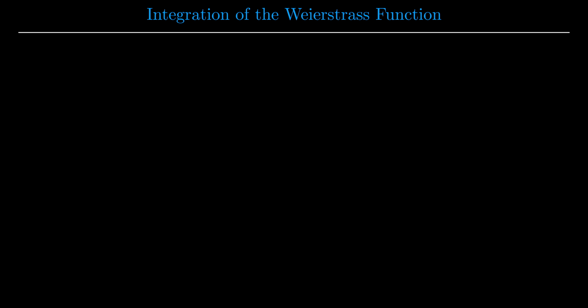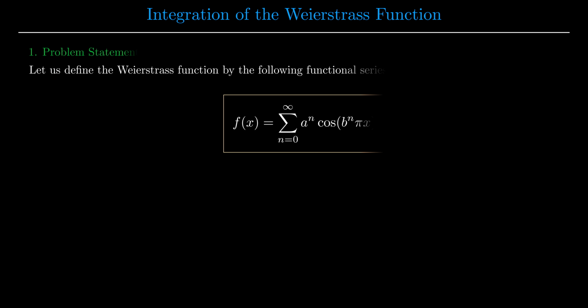And now, we proceed to the final task, the integration of the Weierstrass function. First, let's define the problem. We consider the function f of x given by the infinite series, the sum from n equals 0 to infinity of a to the power of n times the cosine of b to the power of n pi x.